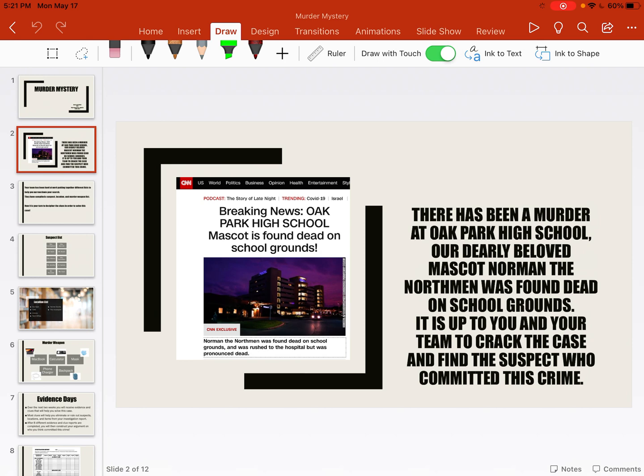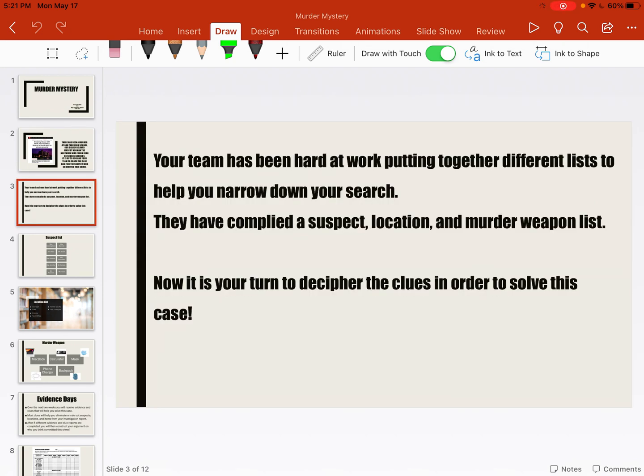It says, breaking news, Oak Park High School mascot found dead on school grounds. Norman the Northman was found dead on school grounds. He was rushed to the hospital, but pronounced dead. Dun, dun, dun. It says your team has been hard at work putting together different lists to help you narrow down your search. They have compiled a suspect, location, and murder weapon list. Now it is your turn to decipher the clues in order to solve this case.